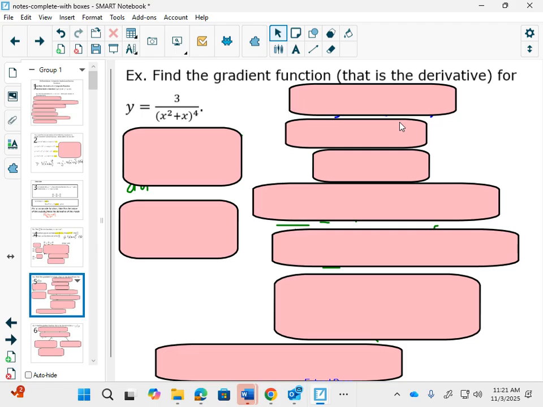So again, I'm going to show you the nice way first, and then go back to Leibniz notation.